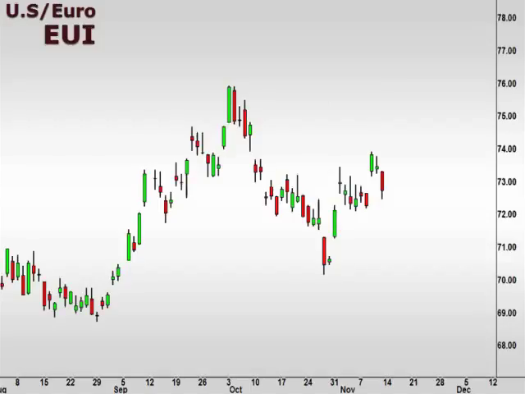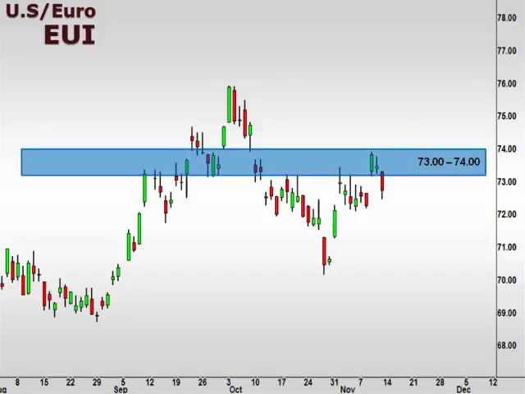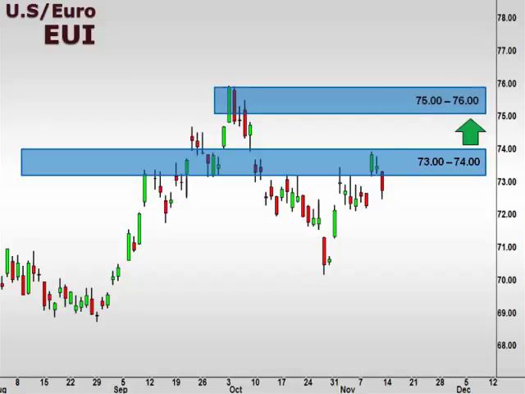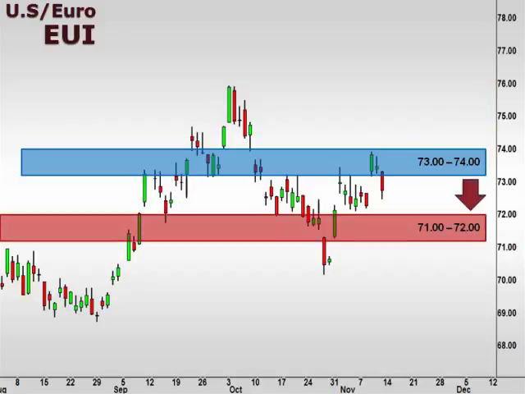Let's take a look at the US dollar versus the euro as seen here in the ISE FX Options pair value EUI. Well, the EUI hit our 74 resistance level and pulled back on Friday. A break back above 73 opens the window for a move up towards the 75-76 highs. A continuation lower should find support down at 71-72.